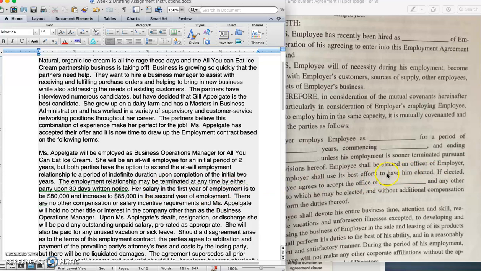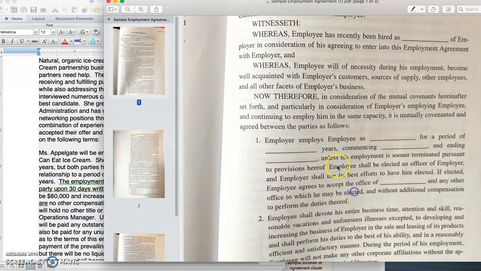That she wasn't going to be elected to any office or hold any other position in the company. That's also contained here in the fact pattern. I think it's right here. Miss Applegate will hold no other title or interest in the company other than business operations manager, right? So you shouldn't be including any of that stuff. That's a good example where you would leave that out of the contract you were writing, okay?